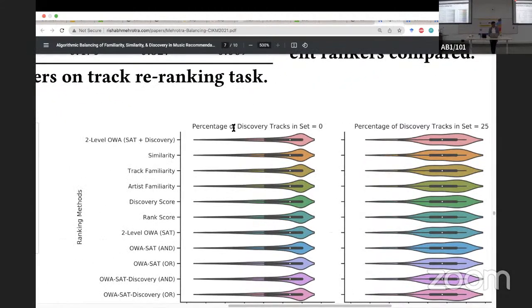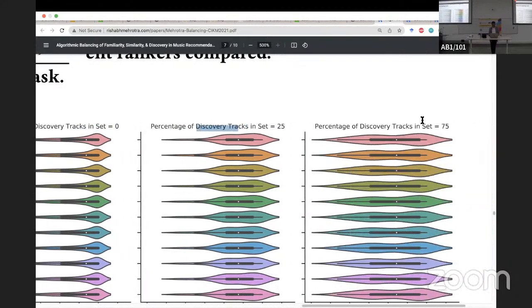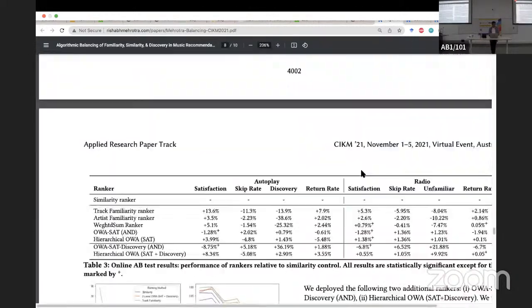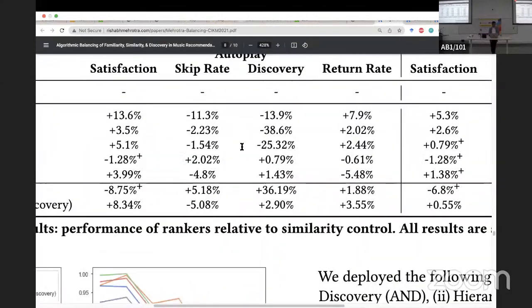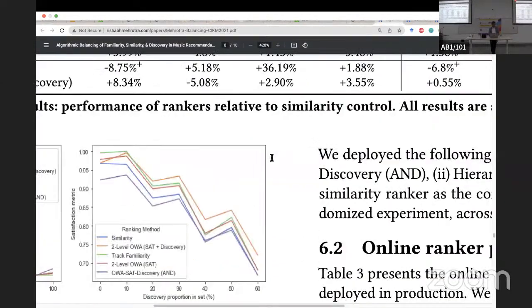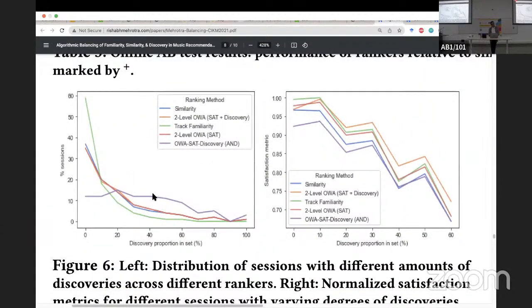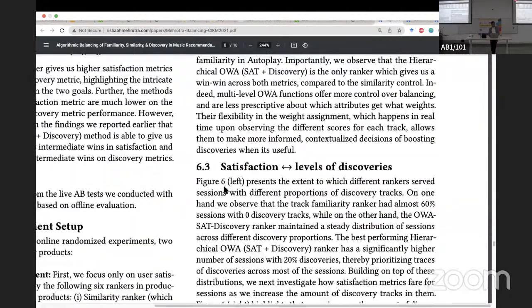So I looked at sessions which had zero discovery, sessions which had some discovery, and which had a lot of discovery. What's going on there? I did that deep dive, but that was not enough. I looked at what's the trade-off in each of these. Then I looked at what's the discovery proportion in the set. As you go along in the set, how much are you discovering? And then that wasn't enough.